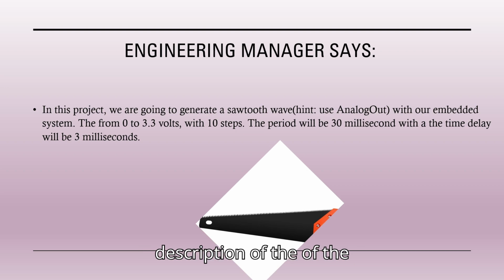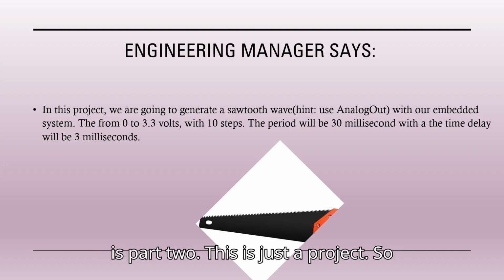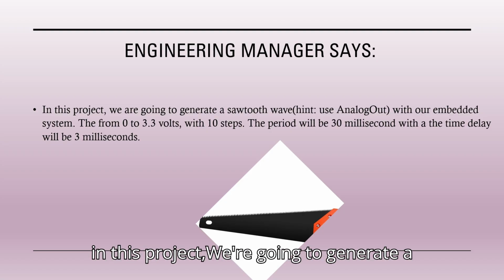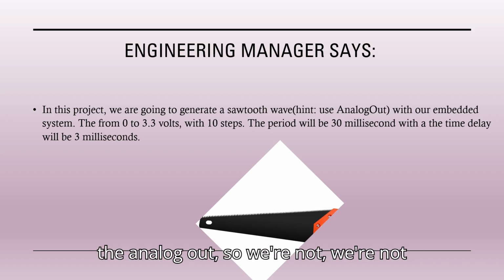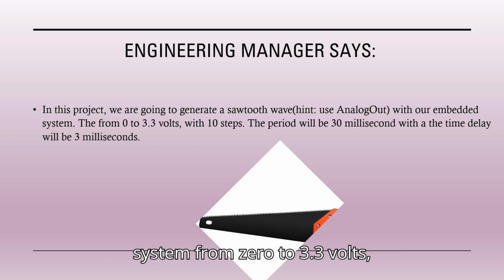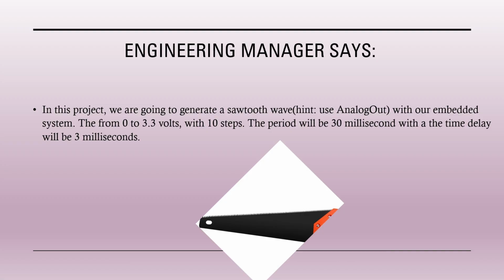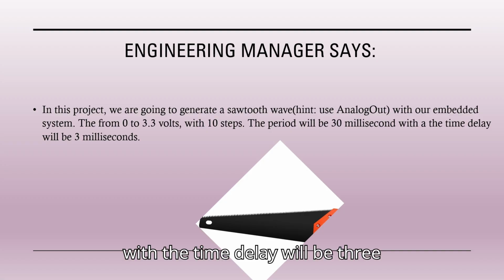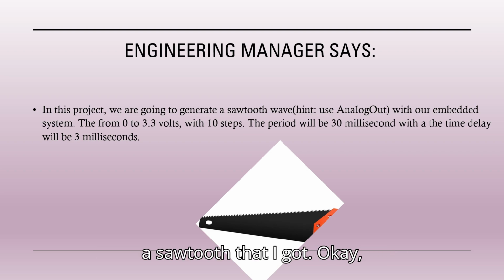Please, I'll put a link in the description of the digital analog converter part 1. This is part 2. This is just a project. So in this project, we're going to generate a sawtooth wave. Hint, we're going to use the analog out with the embedded system from 0 to 3.3 volts with 10 steps. The period will be 30 milliseconds, with the time delay of 3 milliseconds. That's sort of a picture of a sawtooth that I got.